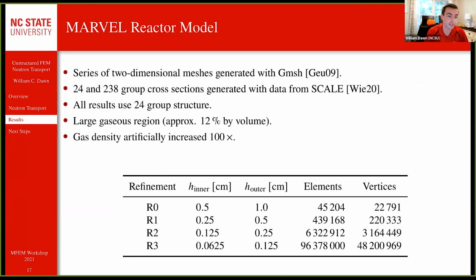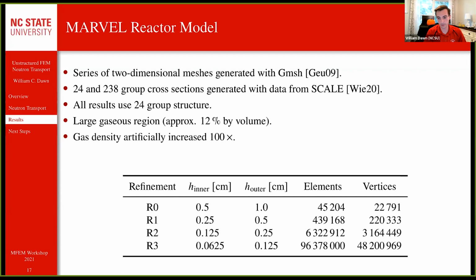So now I'm going to actually show you some results. I said I'd show you some MARVEL results. So we generated a series of meshes with Gmsh. We have 24 and 238 group cross sections. All of the results here are with 24 groups. If you're paying really close attention, there's an inverse interaction probability, a 1 over your cross section. That's a problem with your system conditioning in gaseous regions where you don't have a lot of interactions. So we've just artificially increased the density, the interaction probability in that region, just to get some results out. So I'll show you results for this R2 mesh here that has 3 million vertices.